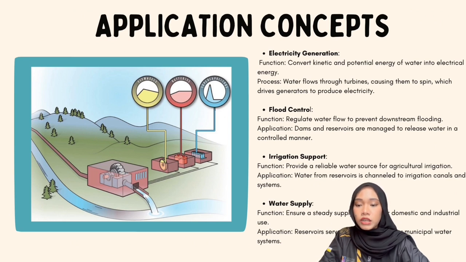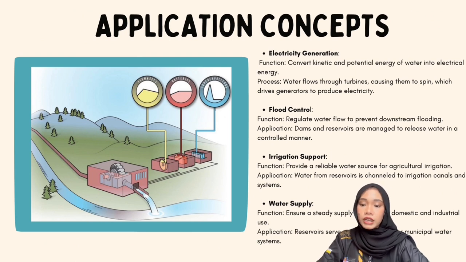The second one is flood control. The function is to regulate water flow to prevent downstream flooding. The application is that dams and reservoirs are managed to release water in a controlled manner. The third part is irrigation support. The function is to provide a reliable water source for agricultural irrigation.